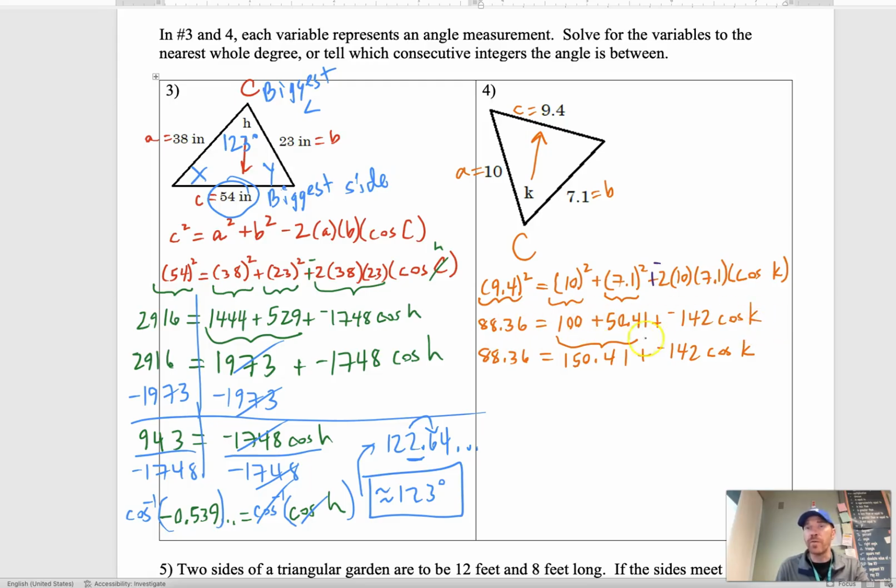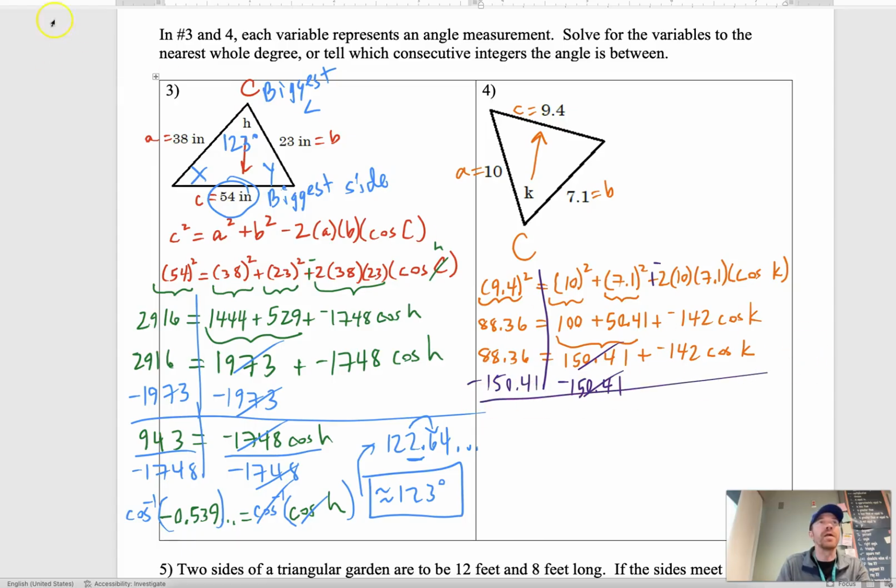And then remember, we can do this addition. We can do 100 plus the 50.41, but we don't add the negative 142 because it's attached to cosine of k. So it's kind of order of operations or like terms. But what we can do now is subtract the 150.41 to cancel that, balance our equation.